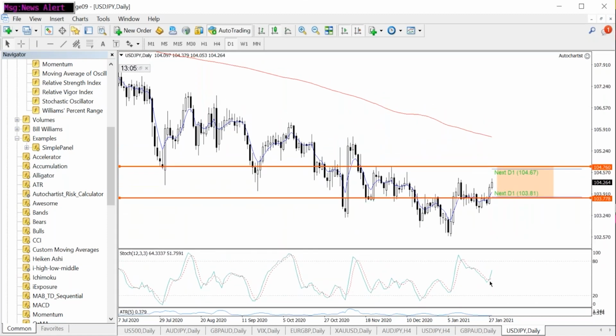So we've got the RSI mid-range. We've got stochastics moving up, but they're still mid-range. We've got Auto Chartist telling us that 104.67 is going to be the high, and we've got my implied volatility model being the high as well.